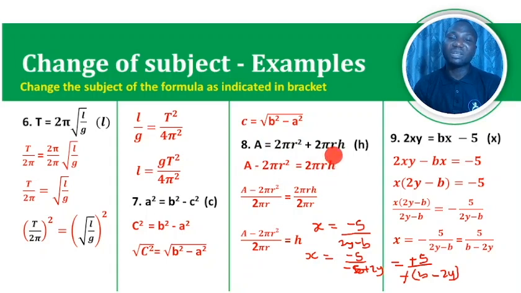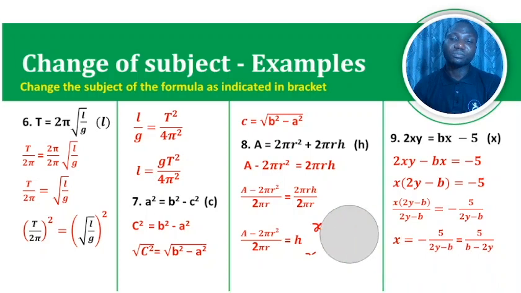Don't forget, h is our intended subject, and you can see h is multiplying 2 pi r. What is the inverse operation of multiplication? Division. Very good. So we're going to divide away this 2 pi r. Divide both sides by 2 pi r. The 2 pi r here will cancel the 2 pi r here. So we're going to have h is equal to A minus 2 pi r squared all over 2 pi r.